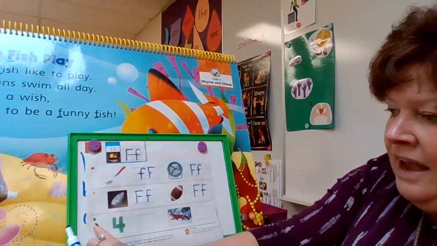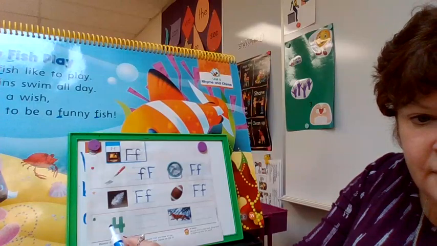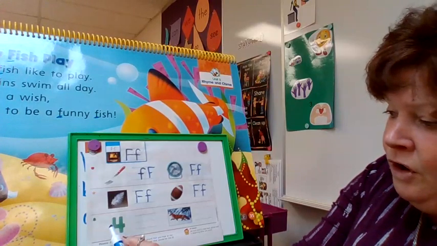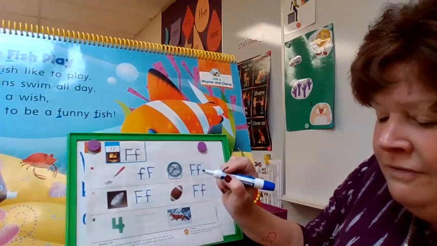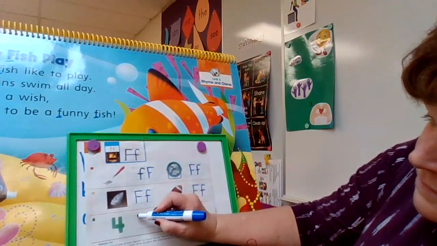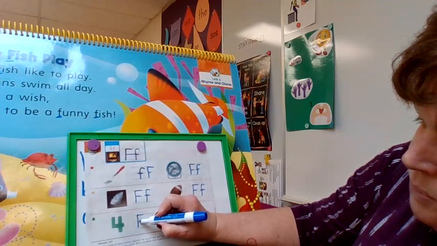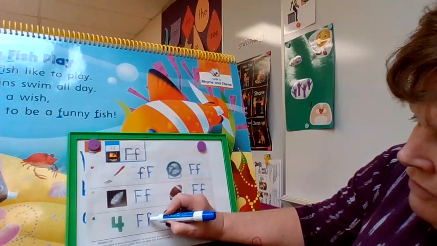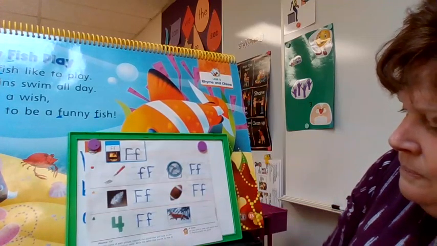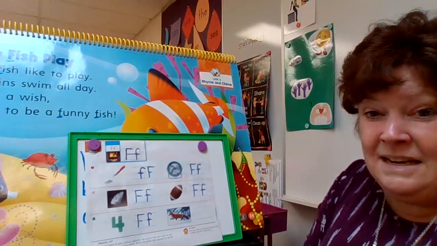Okay, let's look at the Christmas tree. What is this picture right here? That is the number 4. Does that start with F? Yes. Capital F. Do you see how I'm writing very carefully, even though I've been writing for a very, very, very long time? Because I like my paper to look amazing.